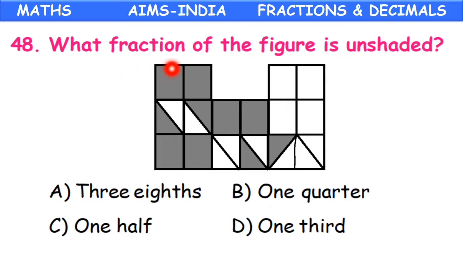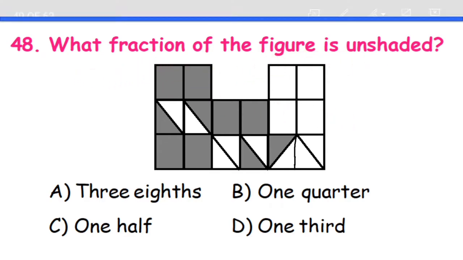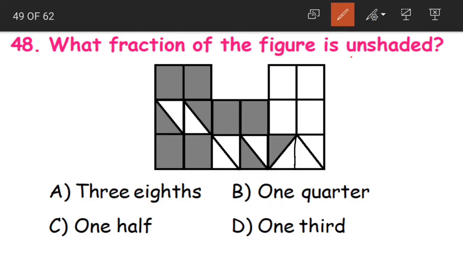Question number 48. What fraction of the figure is unshaded? What do we want, children? The fraction of the figure that is unshaded. We have 1, 2, 3, 4. And this complete we have 5. Yes, children. And if we combine these two halves, we'll get our number 6. And again, if we combine these two halves, we'll get our unshaded block number 7. And if we combine these two half blocks, we'll get our 8th block, which is unshaded.